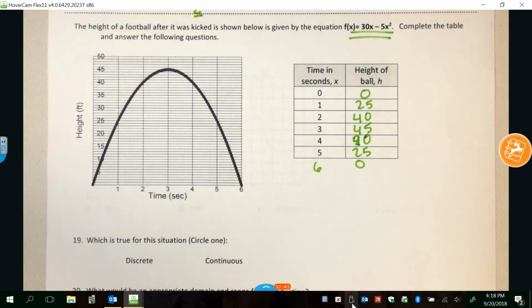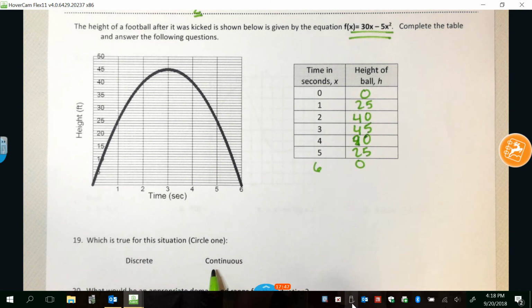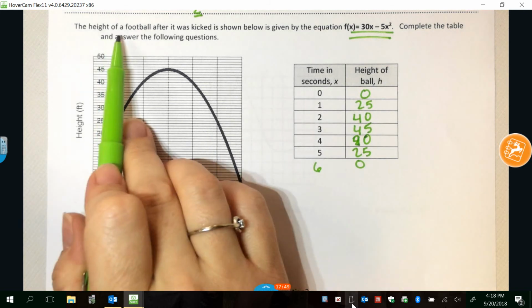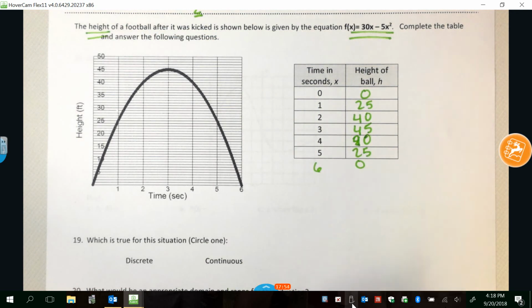First off, just looking at the graph, I would say this is continuous. But let's read what it's actually talking about. The height of a football after it is kicked. First off, height is something you measure. We just kind of had that conversation. So this is definitely continuous.